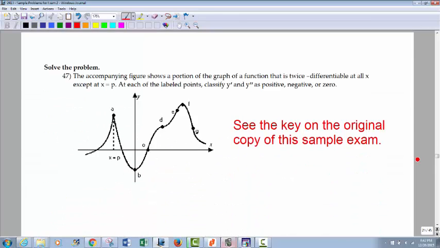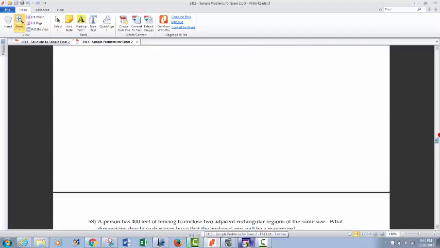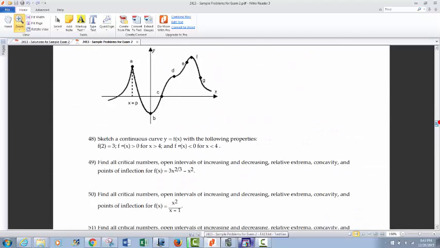Well, this would have been too hard to actually write all this out, but it won't be bad for me to say it verbally. So notice, in other words, it mentions, if you see the key on the sample exam I'm referring to, I just didn't feel like writing out all these.